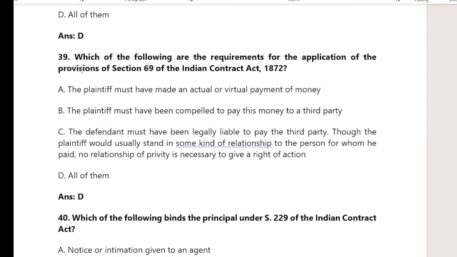And the next question is, which of the following are requirements for the application of the provisions of section 69 of the Indian Contract Act 1872?